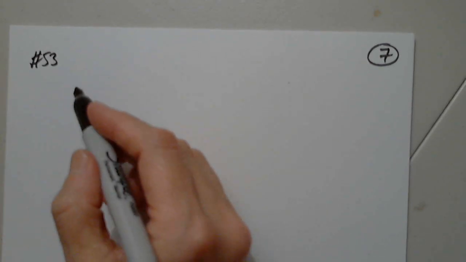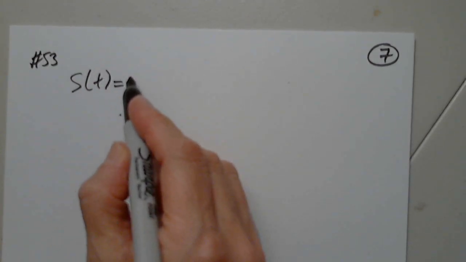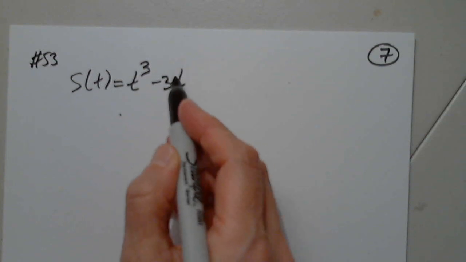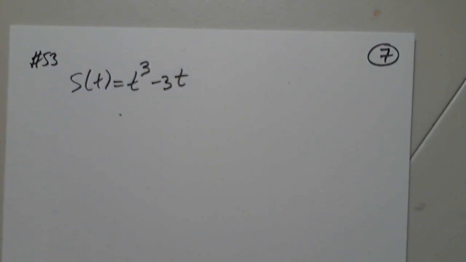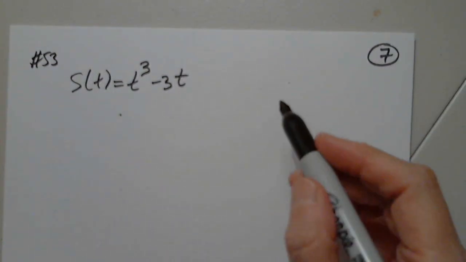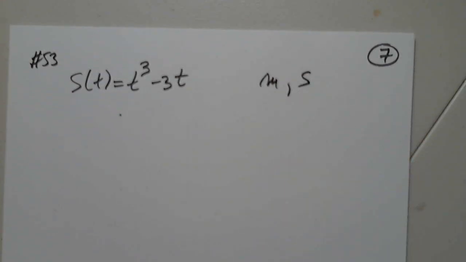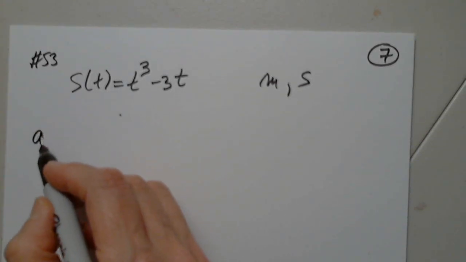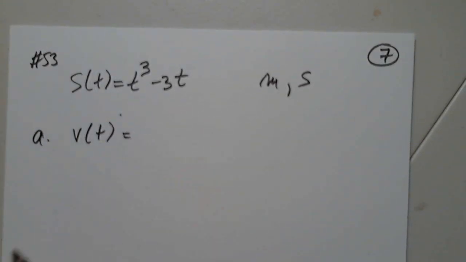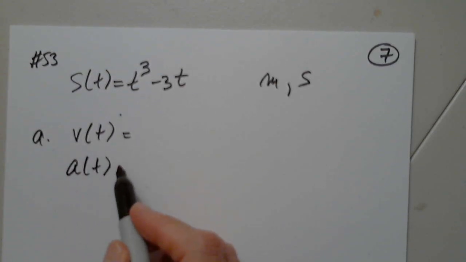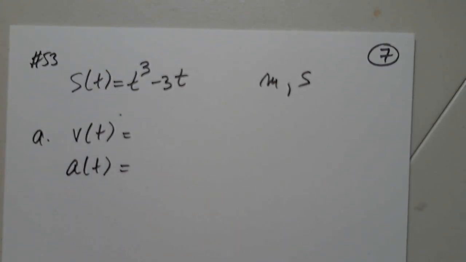53. And we have s of t equals t to the third minus 3t. And we're talking about meters and seconds. Find the velocity and acceleration as functions of t. So in part A, can anyone give us v of t and a of t? So let's determine v of t first.